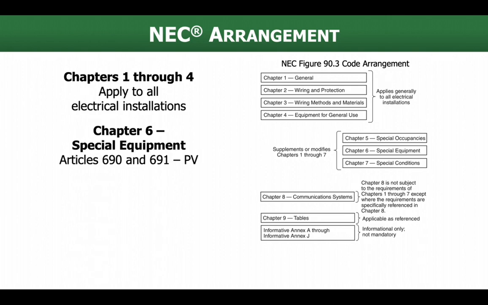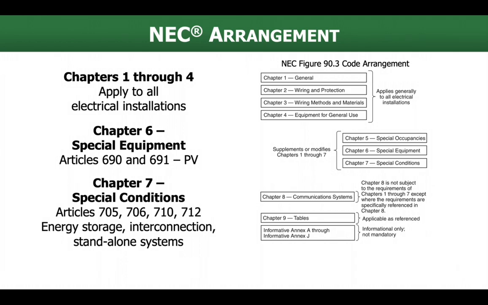But what we'll really focus a lot of our time is in chapter 6 and chapter 7. So chapter 6, special equipment, articles 690 and 691, photovoltaic systems and large-scale PV. We'll be spending a lot of time there, as you can imagine. Chapter 7, special conditions, articles 705, 706, 710, 712 are of particular interest. 705, interconnection, yeah, we're going to spend a lot of time on that. Energy storage, standalone systems, DC microgrids, not so much in this class, but in other PV applications, yeah, those may be very pertinent to what you're doing.